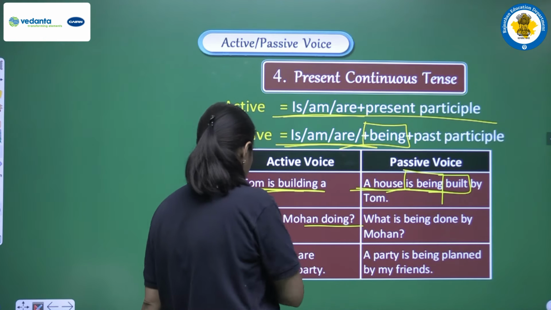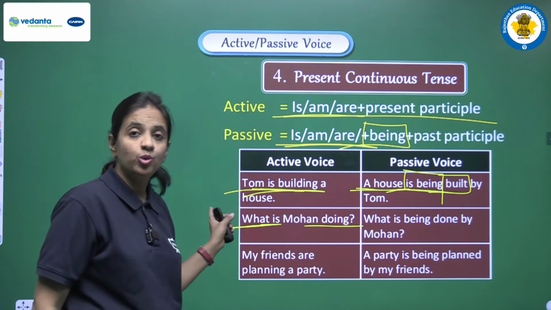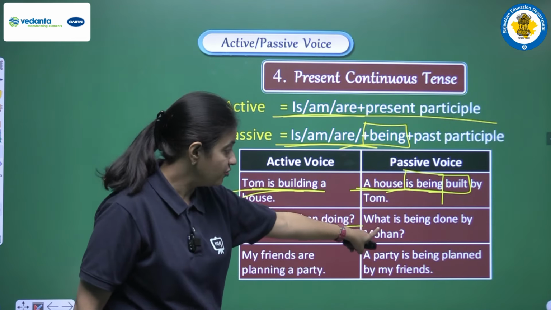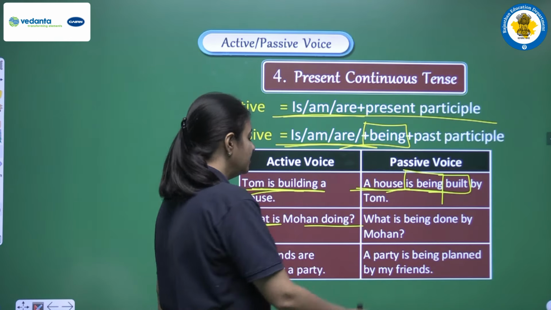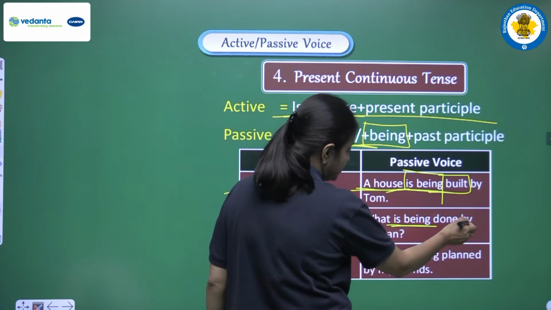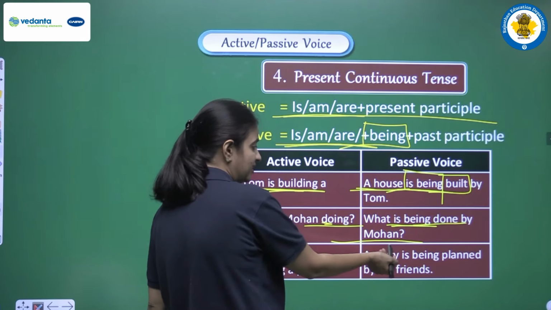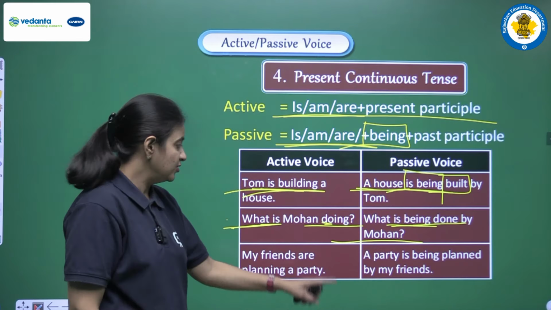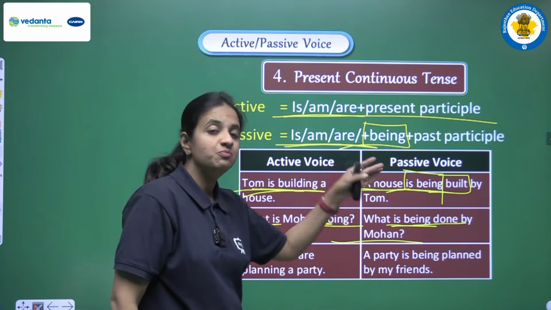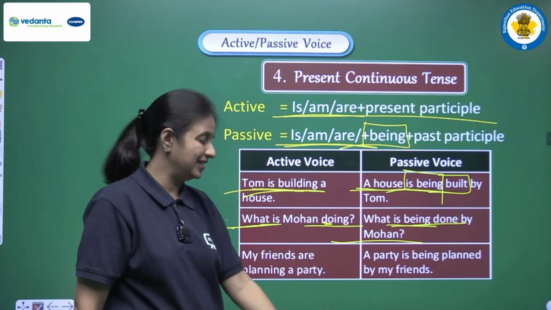This is an interrogative sentence that is having WH word. So in the passive voice also we will use the same word. So first of all we will write what, then is we have to change to is being. Third form of do is done and Mohan will be at the end, by Mohan. So sentence is what is Mohan doing? Passive voice will be what is being done by Mohan.